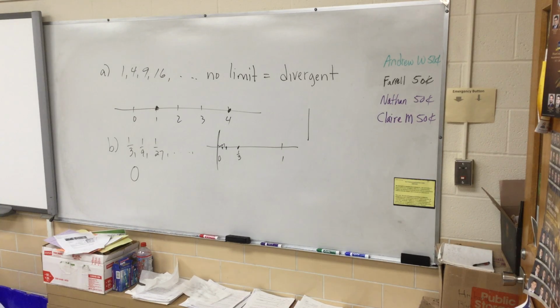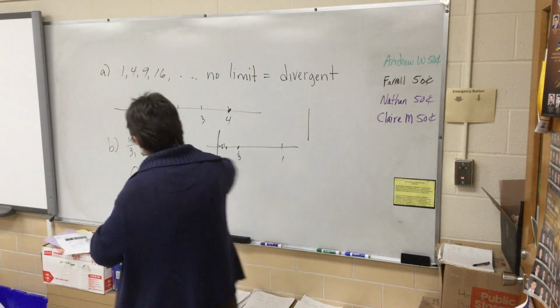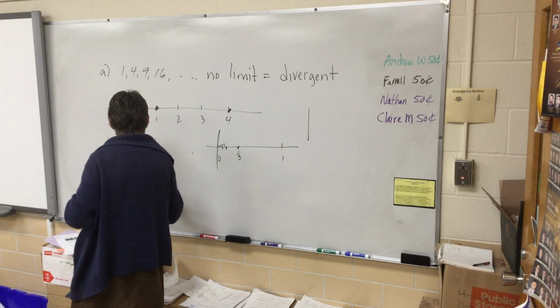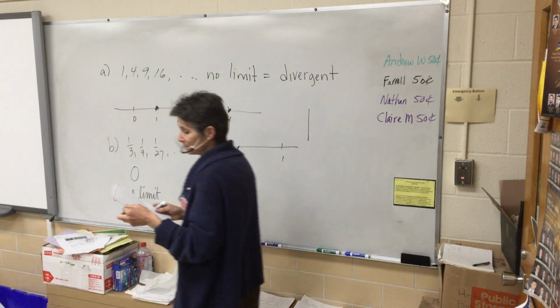No limit. That's divergent. So C is another. You can write no limit or you can write divergent. Either one. But there isn't a limit.